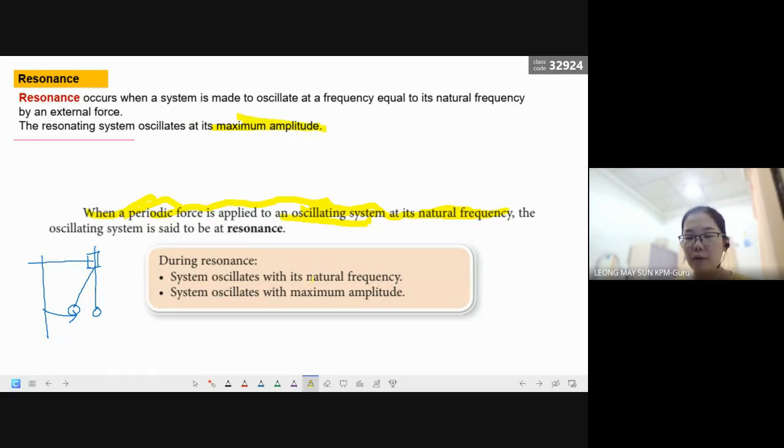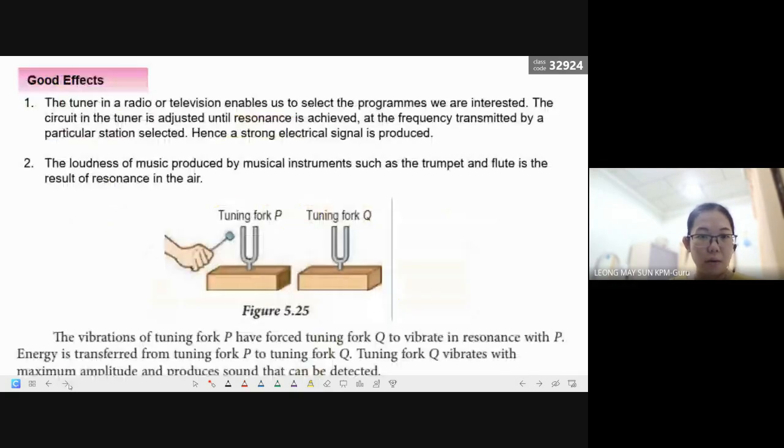Okay, so during resonance, what two keywords? Number one, it will oscillate at its natural frequency. Number two, it will oscillate at its maximum amplitude. All right, which means that it will vary the energy of the pendulum, right? It will be vibrating and moving at its maximum amplitude. Okay, so let's go to the next one.